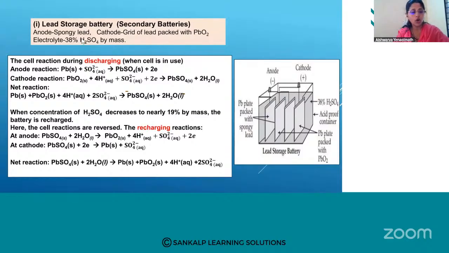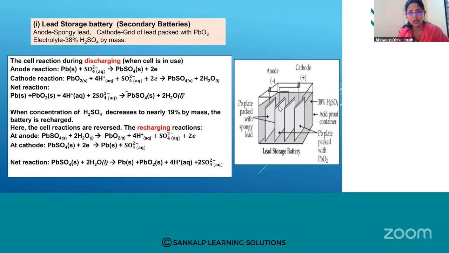It consists of lead as anode. So anode is what? Spongy lead. And what is cathode? It is the grid of lead packed with PbO2. See here. Lead ಪ್ಲೇಟ್ಸ್ ಇದಾವೆ. It is packed with spongy lead. This is my anode. And what is cathode? Pb plate packed with PbO2 is my cathode. So this is cathode.